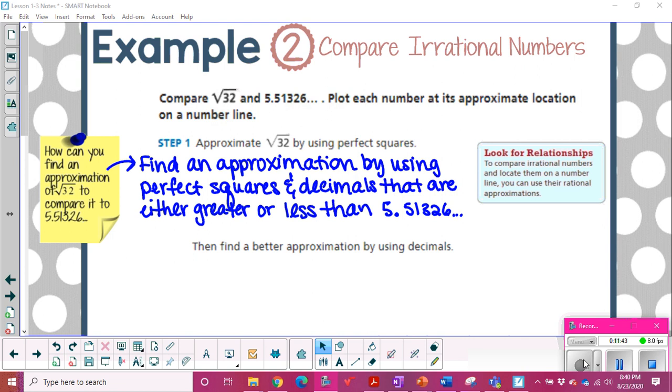Now the square root of 32 is going to be in between the square root of 25 and 36, because 32 is in between 25 and 36.